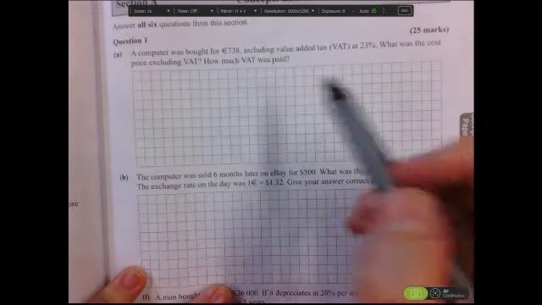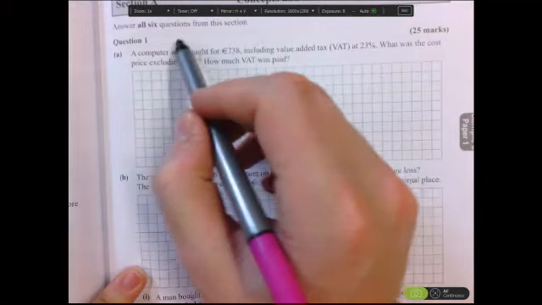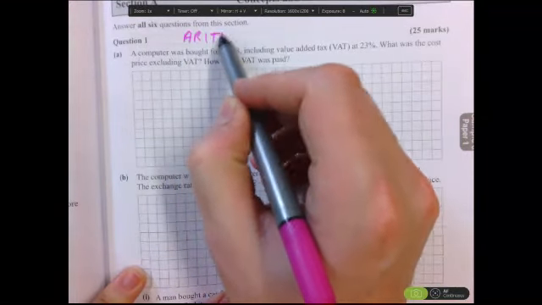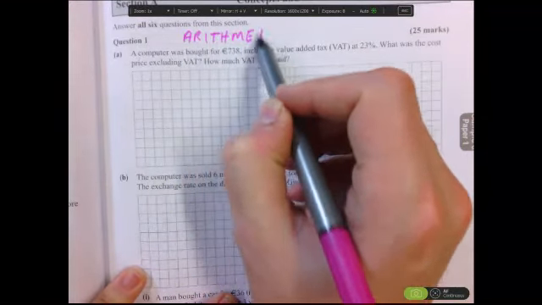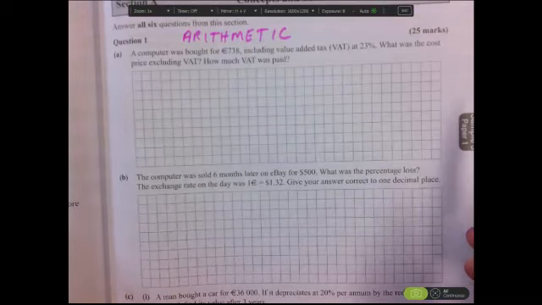Okay, so this question is from your exam papers. It's page 87. The topic we're looking at is arithmetic. So that can include anything from VAT, tax, depreciation, compound interest, and income tax, amongst others. So let's start with this question.